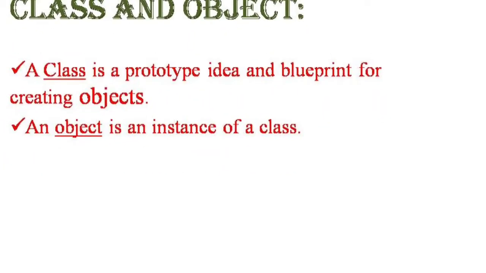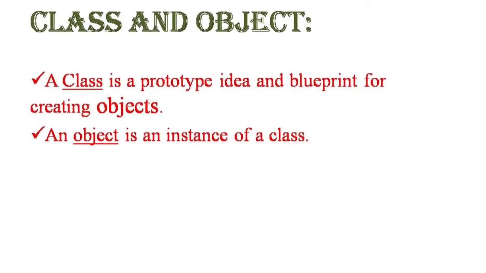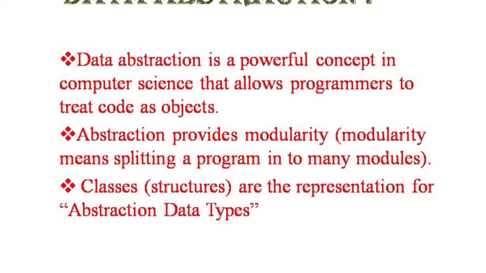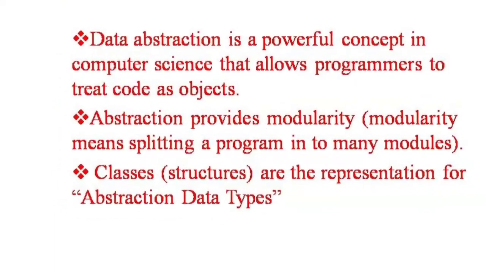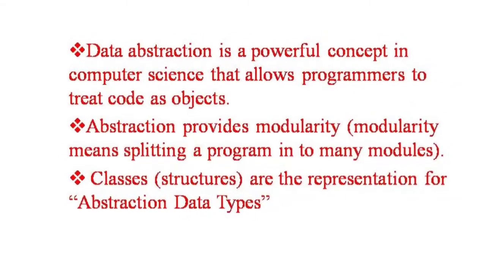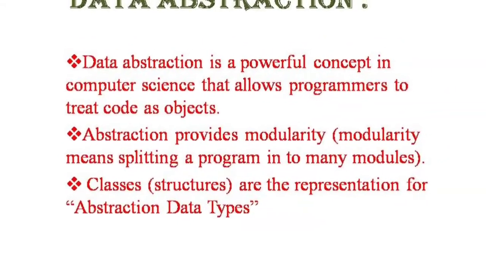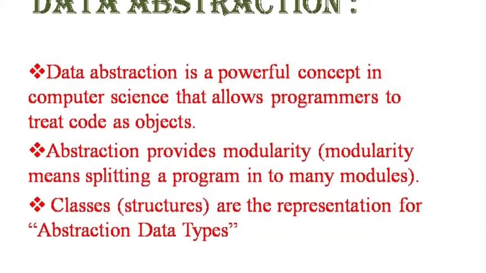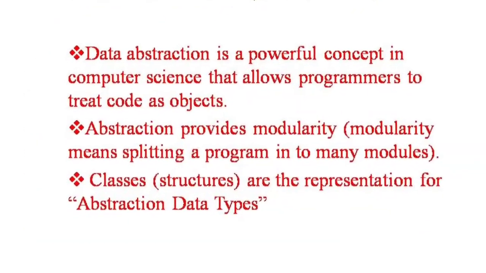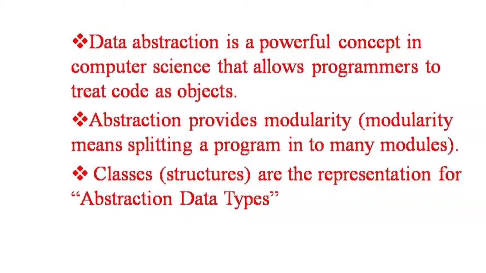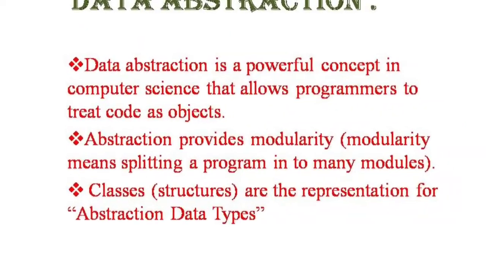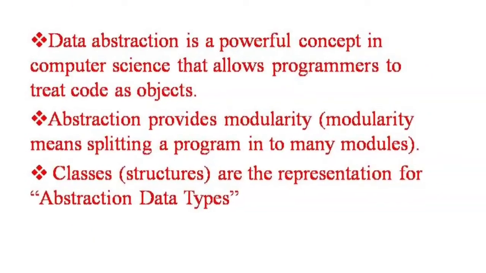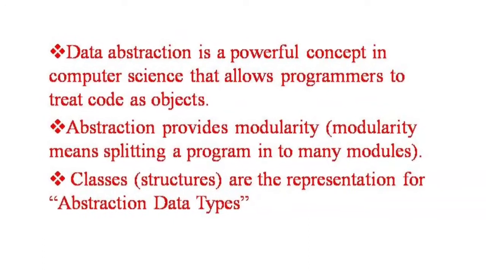I think you all know what is a class and what is an object. Data abstraction is a powerful concept in computer science that allows programmers to treat code as objects. Abstraction provides modularity. Modularity means splitting a program into many modules. So, abstraction is providing only the essential and hiding the other details.